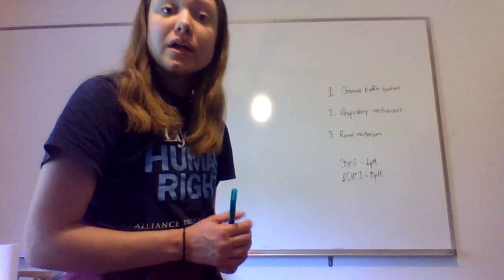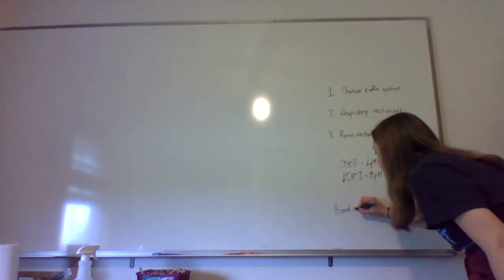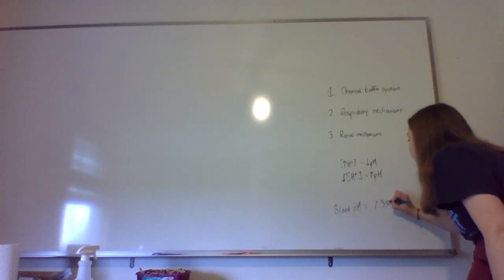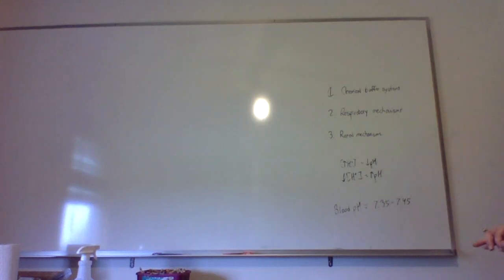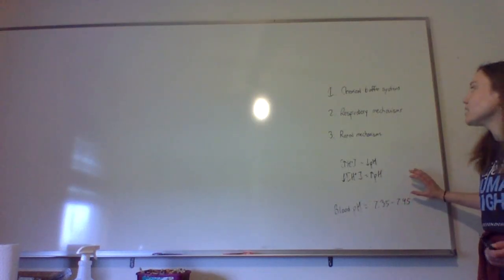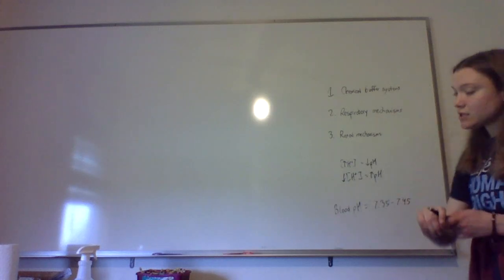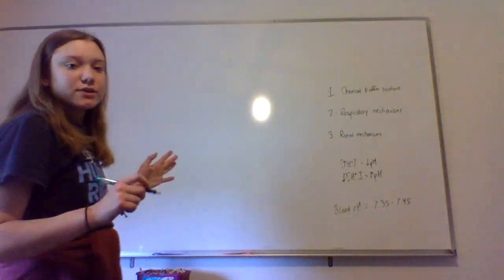Alrighty, plus one little detail I forgot to mention. Blood pH is equal to 7.35 to 7.45. So there's this narrow window that we want to keep pH in so that we don't die. And so to keep that, we use these 3 systems. So the first system, the chemical buffer system, has 3 main components to it that I want to teach you.